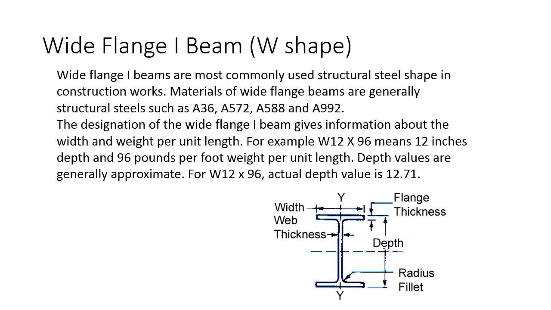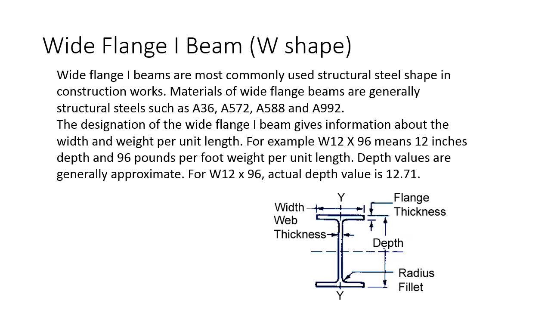Wide flange I-beam, a W shape. Wide flange I-beams are the most commonly used structural shape in construction works. Materials of wide flange beams are generally structural steels such as A36, A572, A588, and A992. The designation of the wide flange I-beam gives information about the depth and weight per unit length. An example would be a W12 by 96, which means 12 inches depth and 96 pounds per foot per unit length. The depth values are generally approximate.